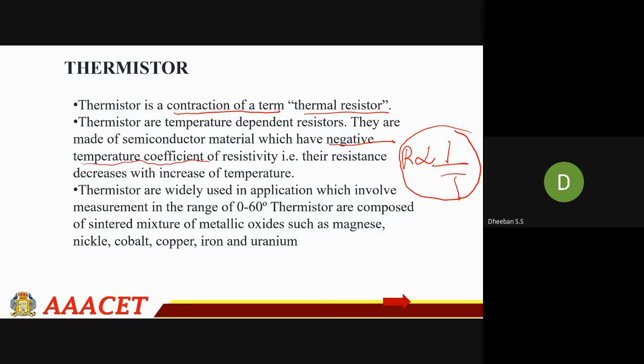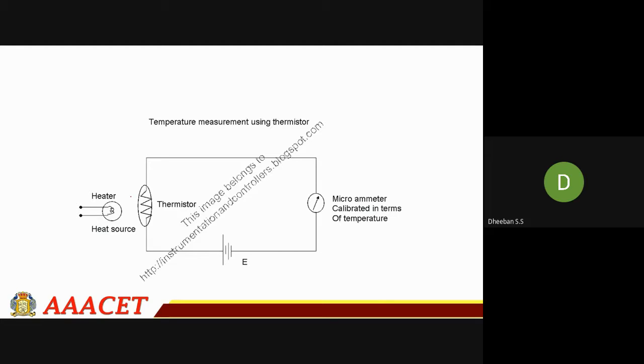Thermistors are widely used in applications which involve a measurement range of 0 to 60 degrees. Thermistors are composed of materials like metal oxides, manganese. So it is like an alloy, a combination of more than one element. Here you can see the heating source. If it is heated, the variation will be caused in the thermistor, so the current flowing through this circuit will also vary, and this is detected by a very minute microscopic ammeter.